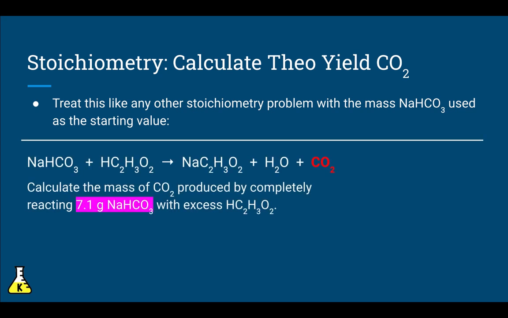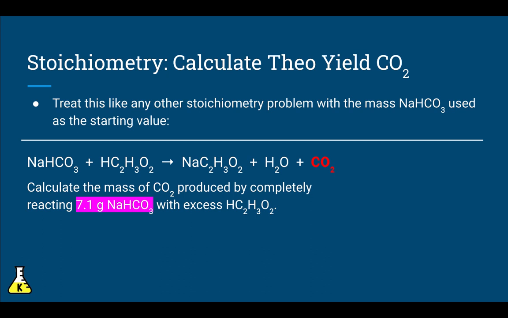I've got the balanced chemical reaction listed up above, and our job is to calculate the mass of carbon dioxide produced by completely reacting 7.1 grams of sodium bicarbonate with excess acetic acid. And again, my 7.1 grams comes from the measurement of the amount of sodium bicarbonate I used in my particular trial. You might have used more or less. In fact, you should be using more or less because we want as many different versions of this experiment as possible. You're just going to replace your number with the 7.1 grams that I got.